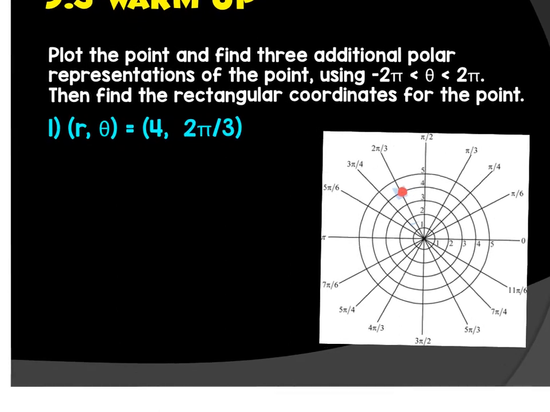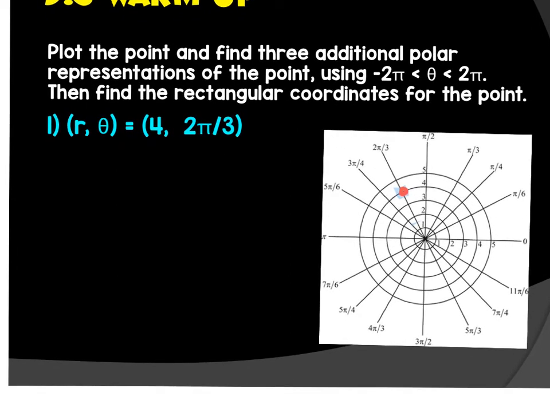Second part is find 3 additional polar representations of the point. So I told you on Tuesday there's 2 ways to do that. What was the first way to do it? Add and subtract. How do I get all the way around the circle? 2 pi. So if I add 2 pi, so think about it, it's here, right?